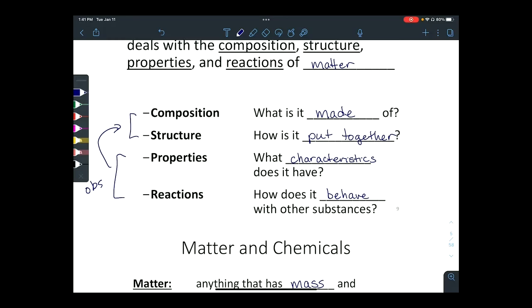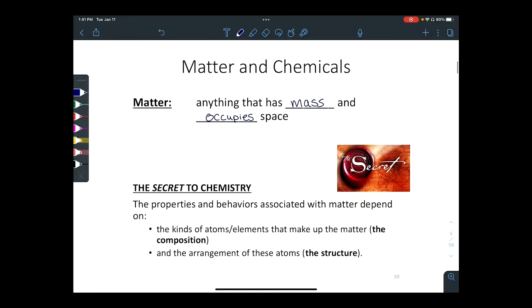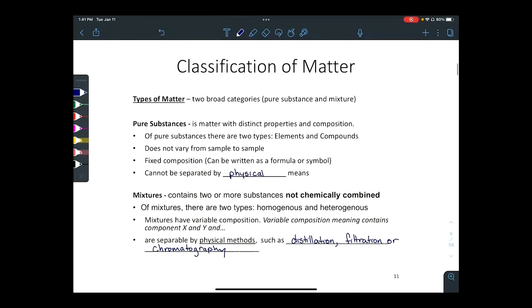The different things that you see and observe in the lab are directly related to the actual substances you're working with. So I will constantly be talking about the secret to chemistry. I'll ask you, do you remember what the secret to chemistry is? And then you will say that behaviors and properties are directly related to composition and structure. All right, so I'll constantly be talking about that.